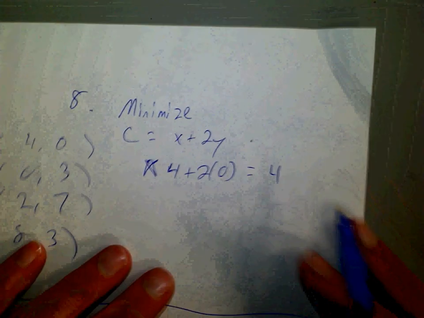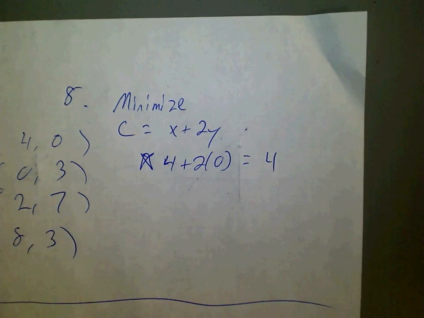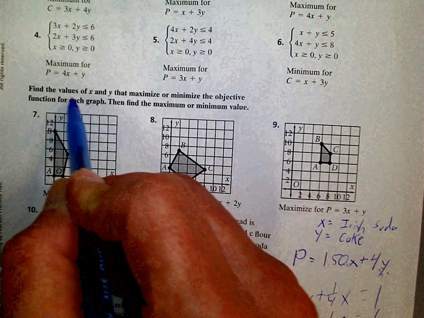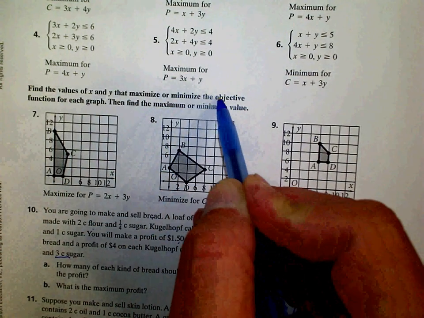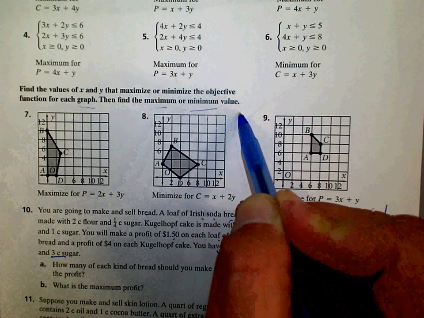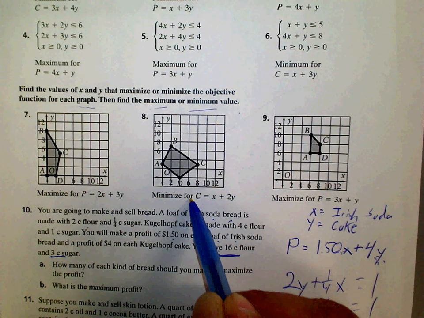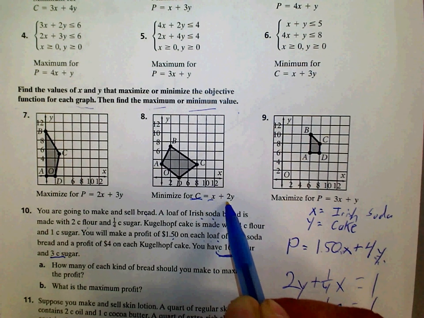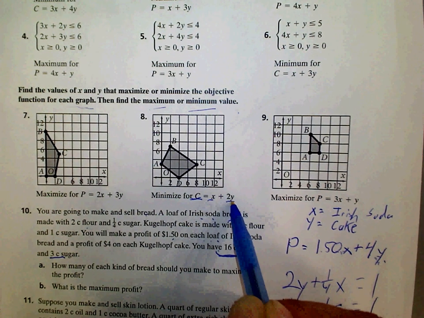All right, go to the back. Just turn over. We're going to do number 8 on the back. Number 8 says, find the values of x and y that maximize or minimize the objective function for each graph, then find the maximum or the minimum value. We want to know the minimum cost, x plus 2y. So what value of x and y gives us the minimum cost?